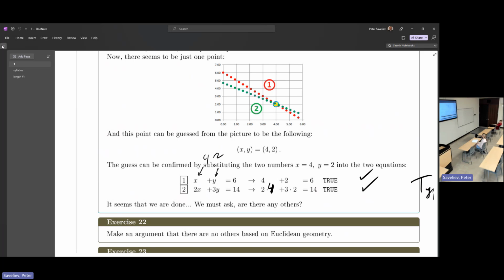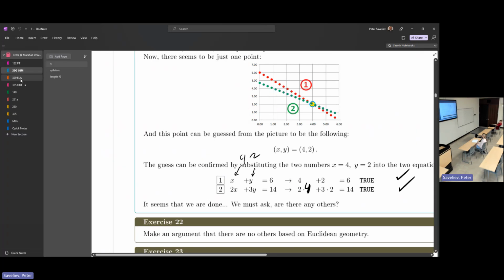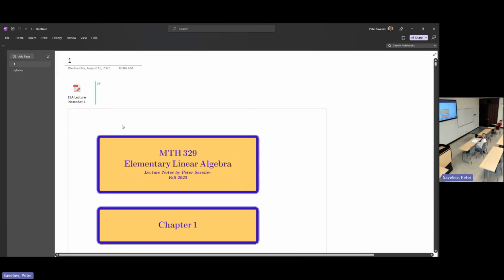Hold on a second, did I click on the right one? Oh, I didn't click on the right one, but it's the same story, for better and for worse.